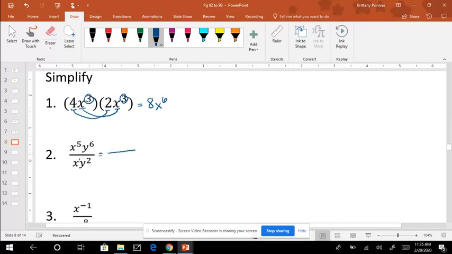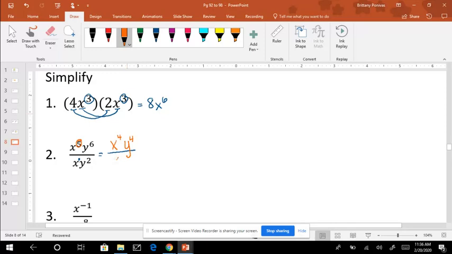You might need to write a 1 in for that exponent of x, so you don't forget it. So with division, you look and see where the power is largest. So for x, 5 is bigger than 1, so the x is going to stay on top. 5 minus 1 leaves us with a 4. For y, we have a power of 6 on top and a power of 2 on bottom. So 6 is bigger than 2, leaving the y on top. 6 minus 2 is also 4.